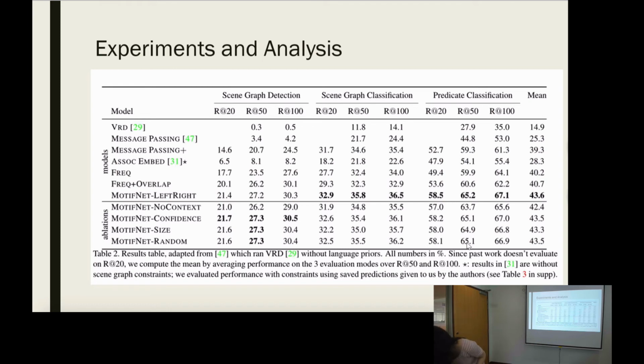Let me check. The scene graph detection is for the whole thing. So when we do recall of what, that means everything must be correct. If I may get a bounding box, I think they add them together. The final one is the softmax function.